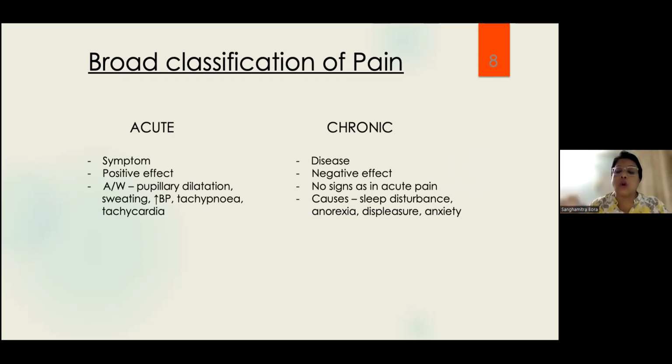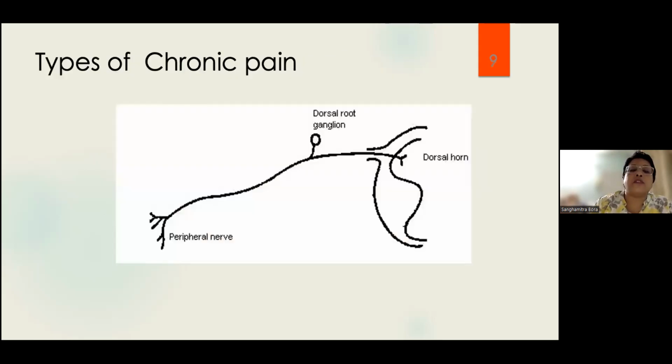On the other hand, chronic pain, which is considered chronic only after the pain is more than 3 months old, is actually a disease. It cannot be considered a symptom. It has a total negative effect on the person because it reduces the quality of life. There are no signs for the chronic pain that remains in that person, as seen in acute pain. It causes a lot of sleep disturbance, anorexia, dyspepsia, anxiety, and an overall reduction in the quality of life of the patient.